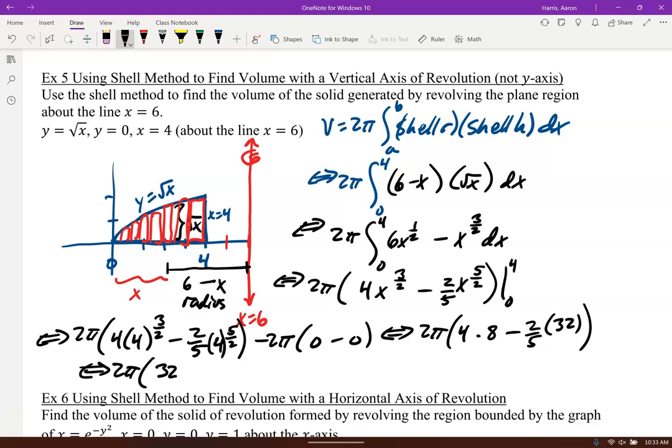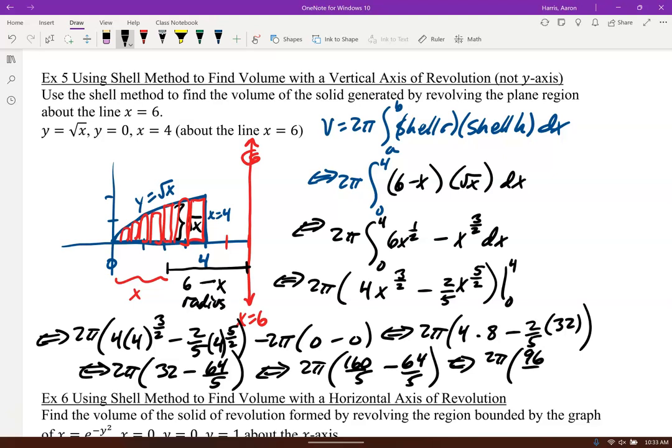So we got 32 minus 64 over 5. Let's see, 32 times 5 is 160. So we got 2 pi times 96 over 5. So our volume is 192 pi over 5.